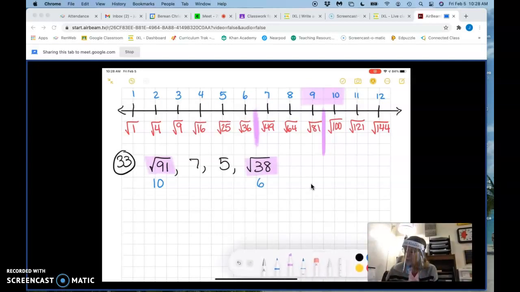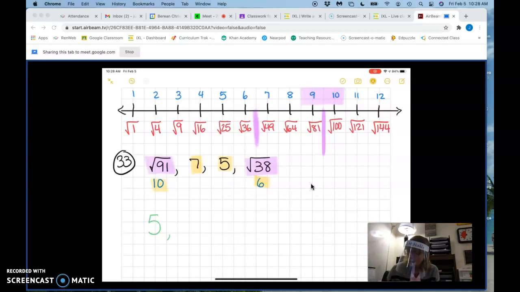Now, if I look at the numbers that I've come up with, is it easy to put them in order from least to greatest? Yeah. Which one comes first? 5, and then 6. 7. And instead of writing 6, I'm going to write the square root of 38 for that one. And then 7 I heard. And then what's the last one? And then square root of 91. Excellent. Oh my goodness, you guys are awesome. Okay.